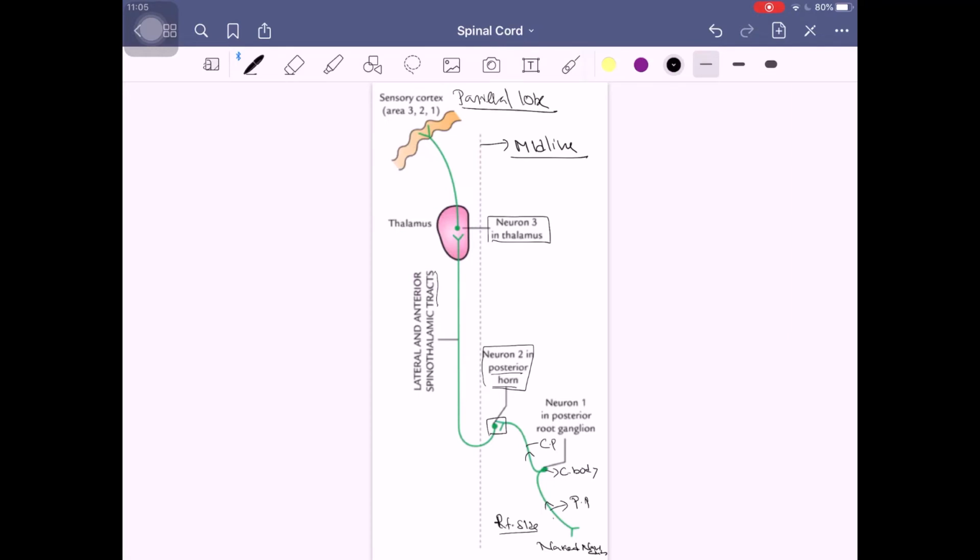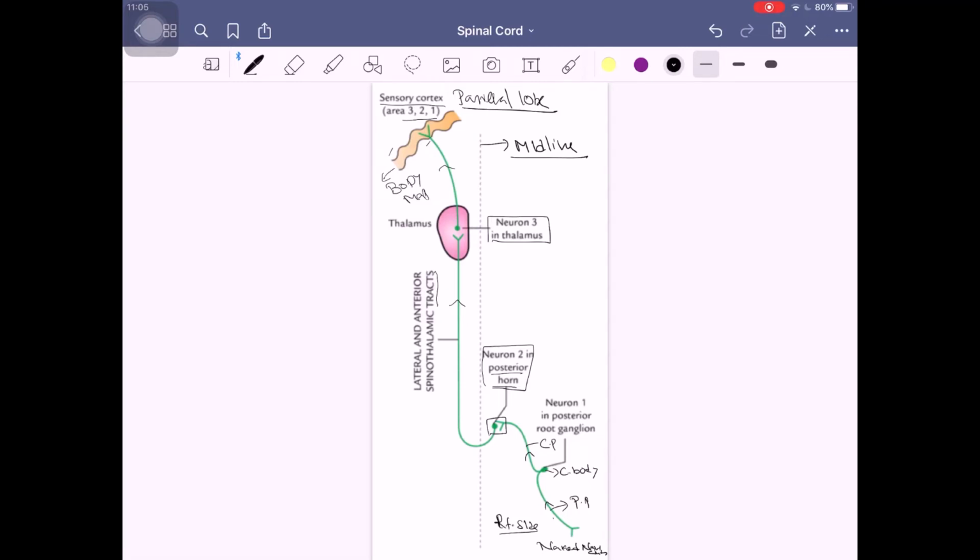The parietal lobe is responsible for your sensation. That is why it is also called the sensory cortex, with Brodmann area numbers 3, 2, and 1. This is where the information ends. This is where the entire body map is present, which we call the sensory homunculus. So depending on where it is relaying, that's how the information is carried. This is the basic pathway.